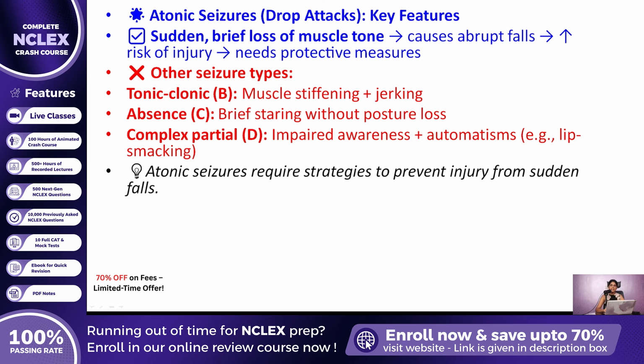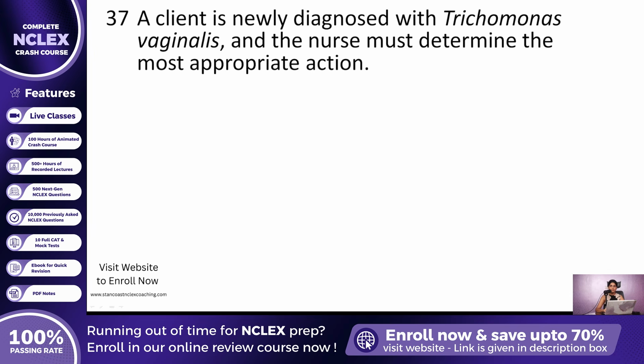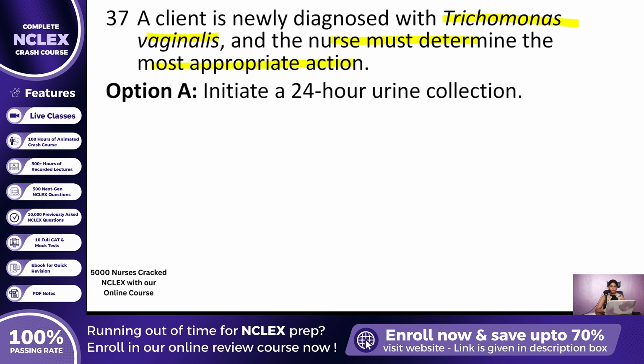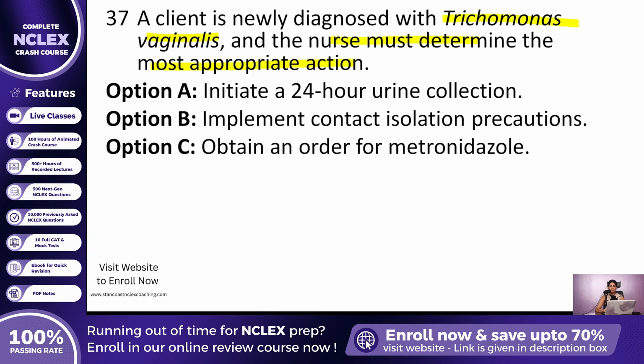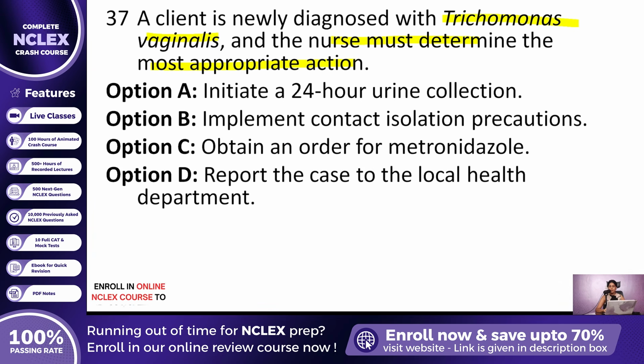Question 37. Next, let us consider the management of a sexually transmitted infection. A client is newly diagnosed with Trichomonas vaginalis, and the nurse must determine the most appropriate action. The options are Option A, initiate a 24-hour urine collection. Option B, implement contact isolation precautions. Option C, obtain an order for metronidazole. Option D, report the case to the local health department. The correct answer is Option C, obtain an order for metronidazole.